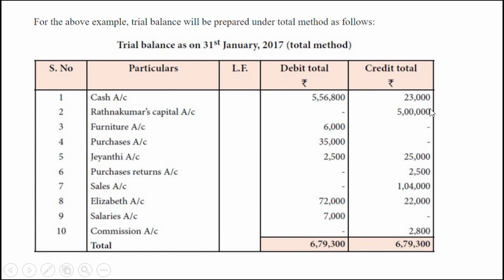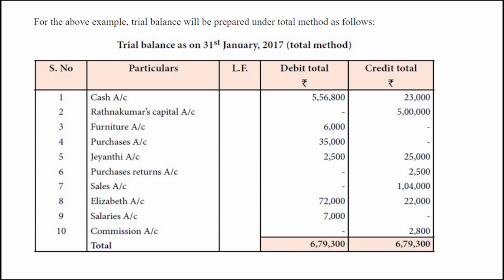This has only one entry, so it has only one amount. Furniture account again. So wherever possible there is a debit side or a credit side, total of both the sides is recorded. Time and again we have discussed that this trial balance is not very helpful, so it is not in practice now because we are not able to prepare our financial statement using this method.